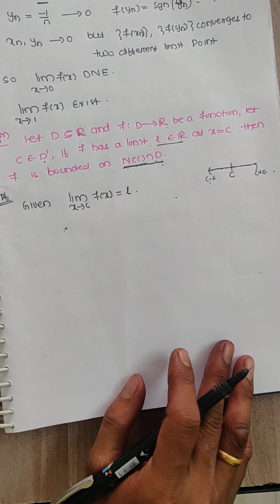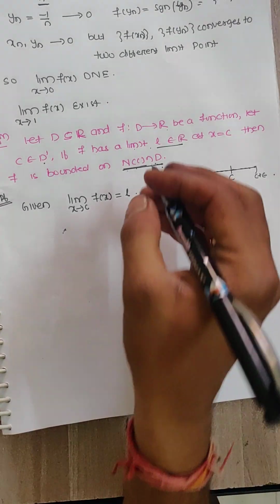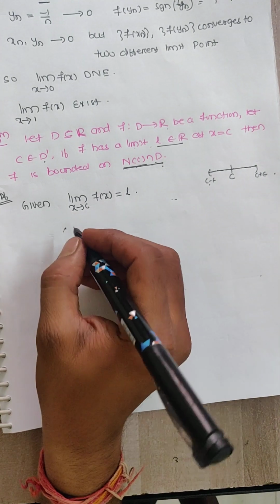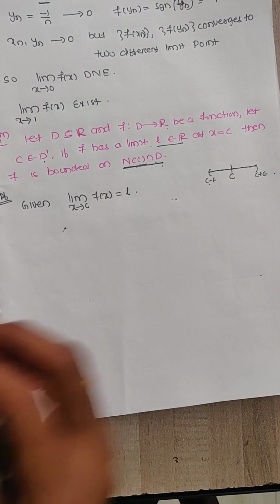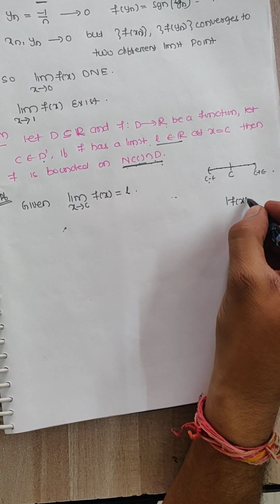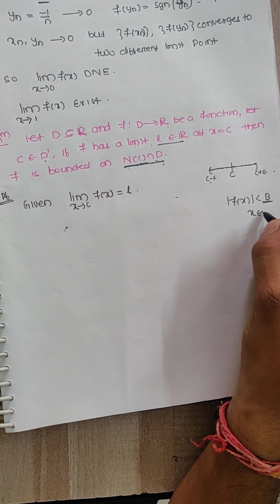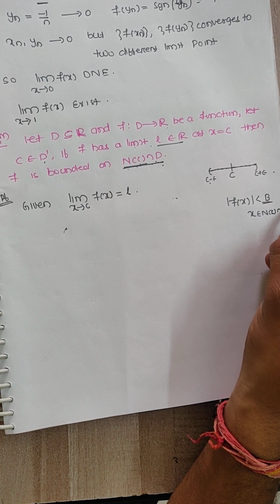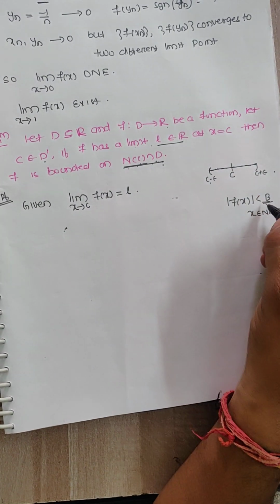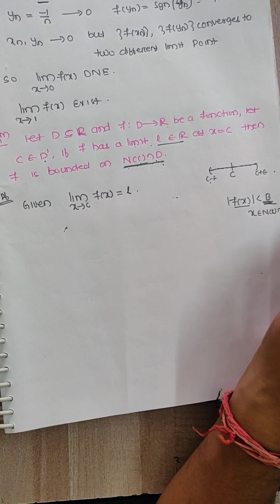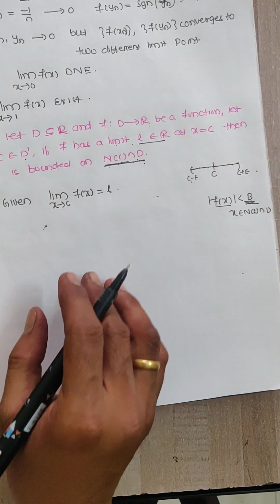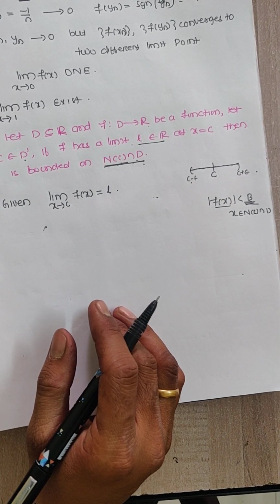Need to show that f(x) is bounded in the neighborhood. Bounded in the sense that mod f(x) is less than some positive number B for all x belonging to the neighborhood of C intersection D. If I take any point in this neighborhood, then f(x) is less than a particular B. Okay, we find that B.